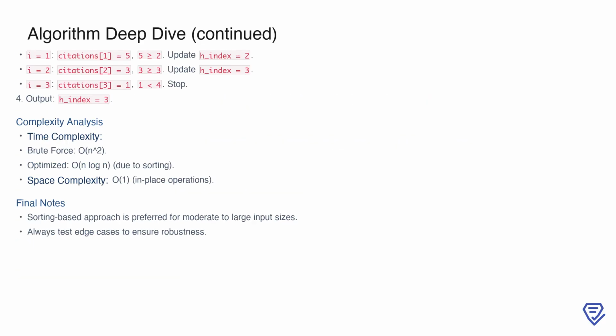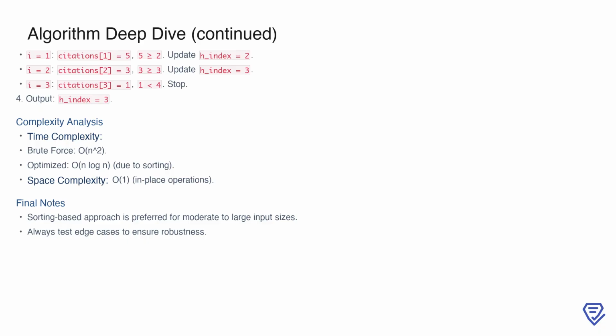For example, consider the input citations = [3, 0, 6, 1, 5]. After sorting, we get 6, 5, 3, 1, 0. As we iterate through the array, at index 0, citations[0] = 6 satisfies 6 >= 1, so we update h_index = 1.